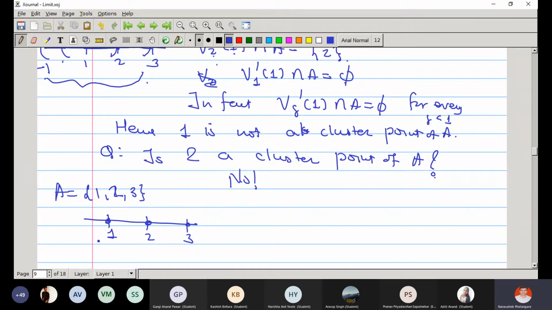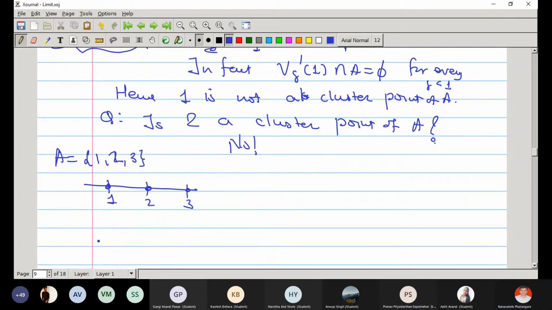And cluster means some point is a cluster point of a set, means near that point there is a cluster of elements of set. Cluster means crowd. Cluster is crowd. Do you understand? And so near 1, is there a cluster of elements of set A?